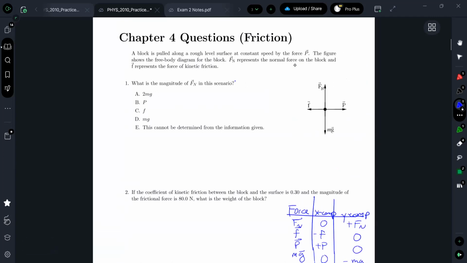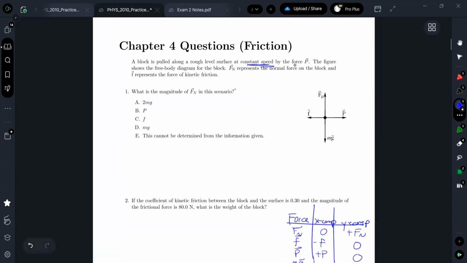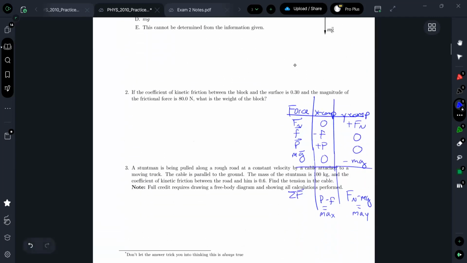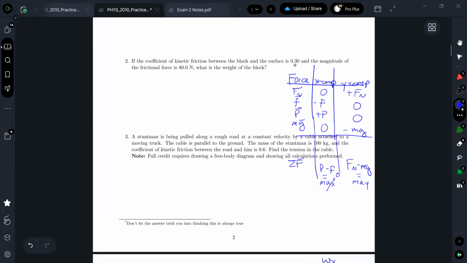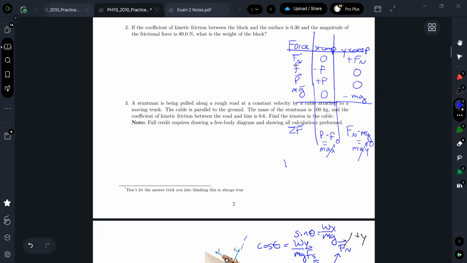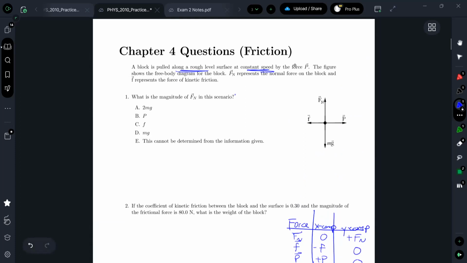It is pulled at a constant speed along the surface. It's not leaving the surface. So that tells me for the x direction, because of that constant speed bit, that there is no horizontal acceleration. This part, that it is along the surface, not leaving the surface or getting closer to it, tells me this is 0. So I'm left with the two equations, P minus F equals 0, Fn minus mg equals 0. This would be the appropriate way to get to the answer for 1.